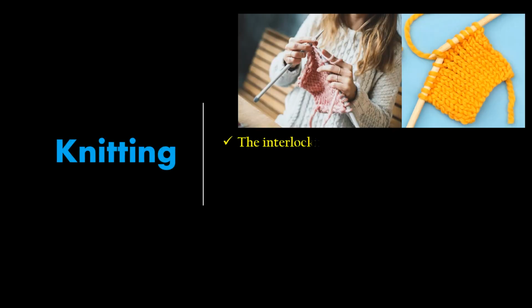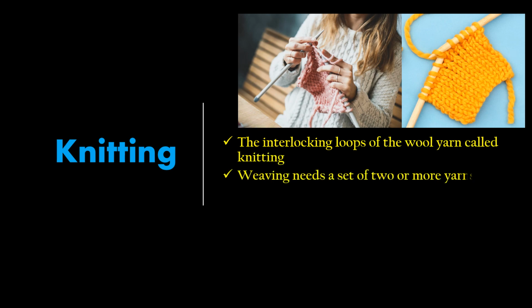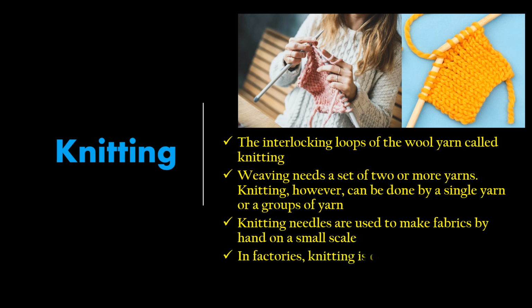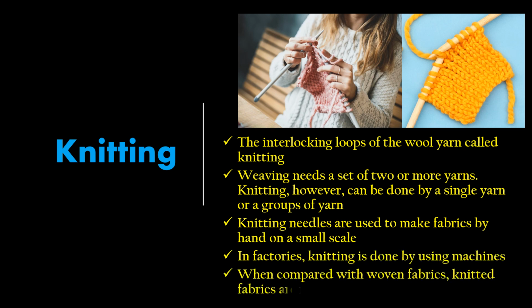The interlocking of loops of yarn is called knitting. Weaving needs a set of two or more yarns. Knitting, however, can be done by a single yarn or groups of yarn. Knitting needles are used to make fabrics by hand on a small scale. In factories, knitting is done by using machines. When compared with woven fabrics, knitted fabrics are more stretchable.